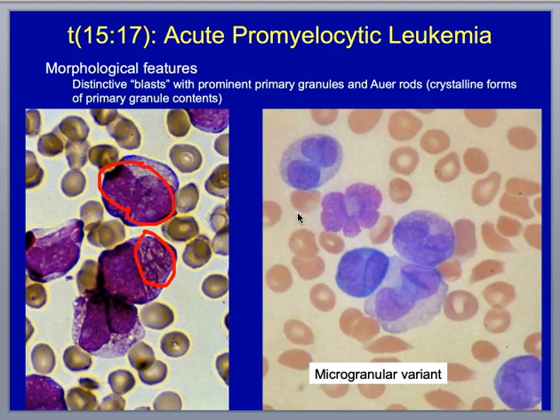There is a microgranular variant, which is included for the sake of completeness, but please don't think that you have to distinguish between the typical and microgranular variants. That's not important. The important thing is to recognize that these blasts have number 1, granules, number 2, Auer rods, and number 3, these bilobed, creased, or other oddly shaped nuclei.